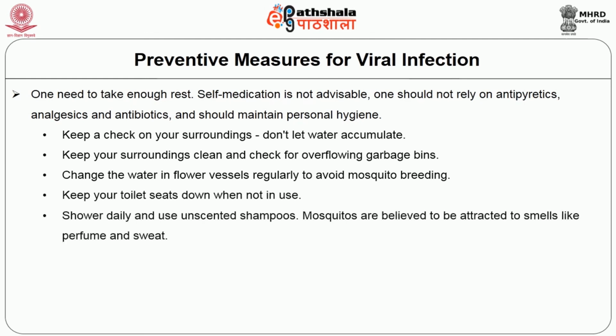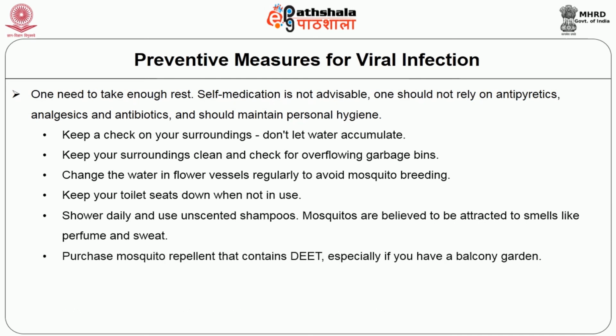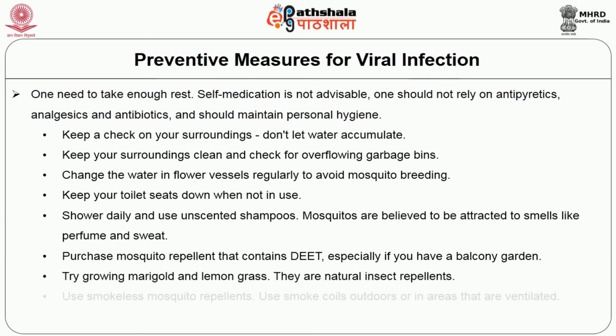Shower daily and use unscented shampoos. Mosquitoes are believed to be attracted to smells like perfumes and sweat. Purchase mosquito repellent that contains DEET, especially if you have a balcony garden. Try growing marigolds and lemongrass. They are natural insect repellents. Use smokeless mosquito repellents. Use smoke coils outdoors or in areas that are well ventilated.